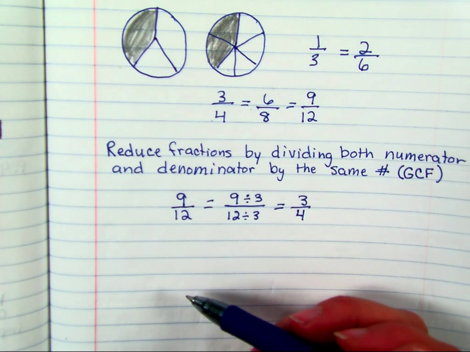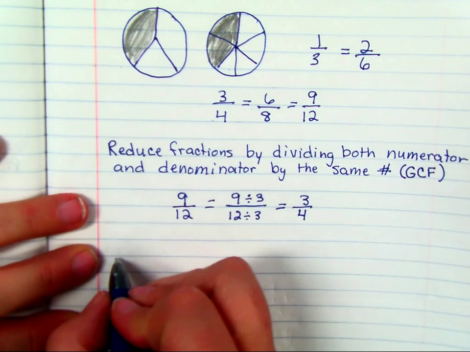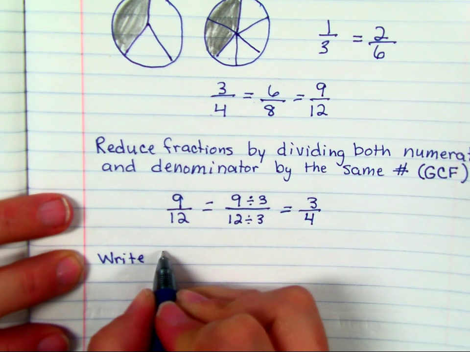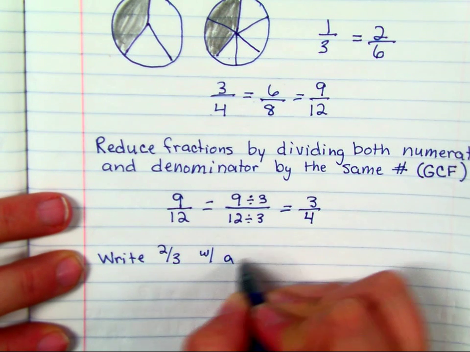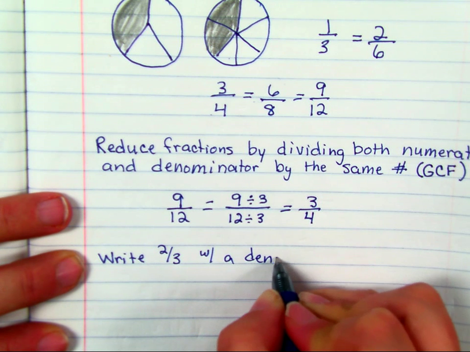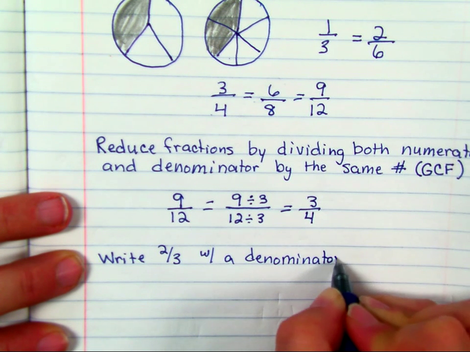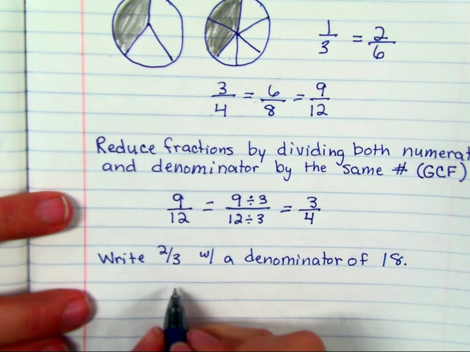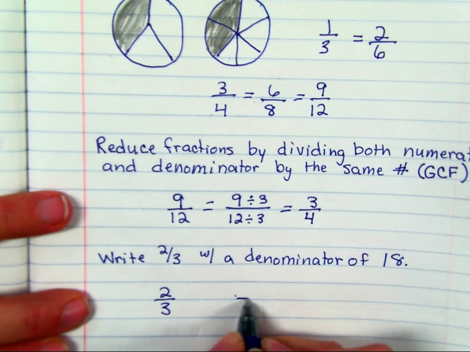Okay. You're also going to see problems that say this. You're going to say, write 2/3 with a denominator of 18. So I've got 2/3, and I want it to have 18 on the bottom.